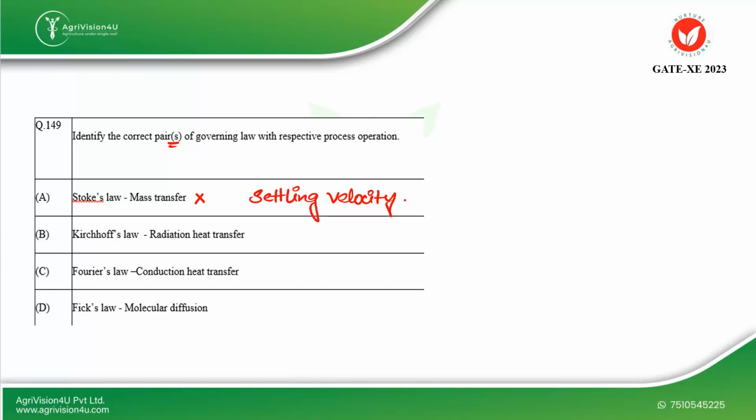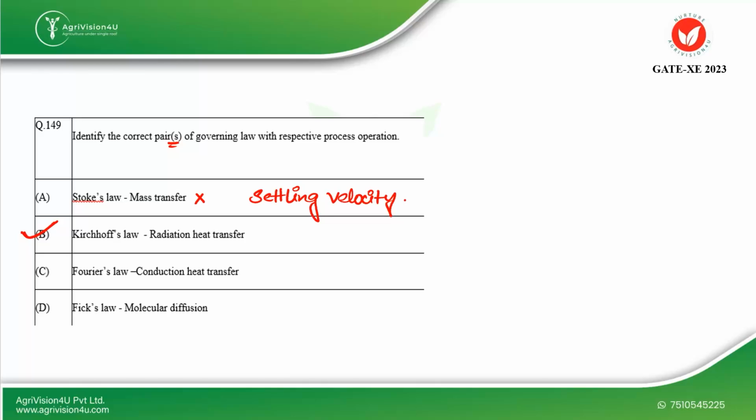Next one, Kirchhoff's law, that is radiation heat transfer. So what have we studied about Kirchhoff's law? Kirchhoff's law states that a body's ability to emit radiation is directly related to its ability to absorb radiation. What does that mean? That is, a good absorber is also a good emitter. So this is correct.